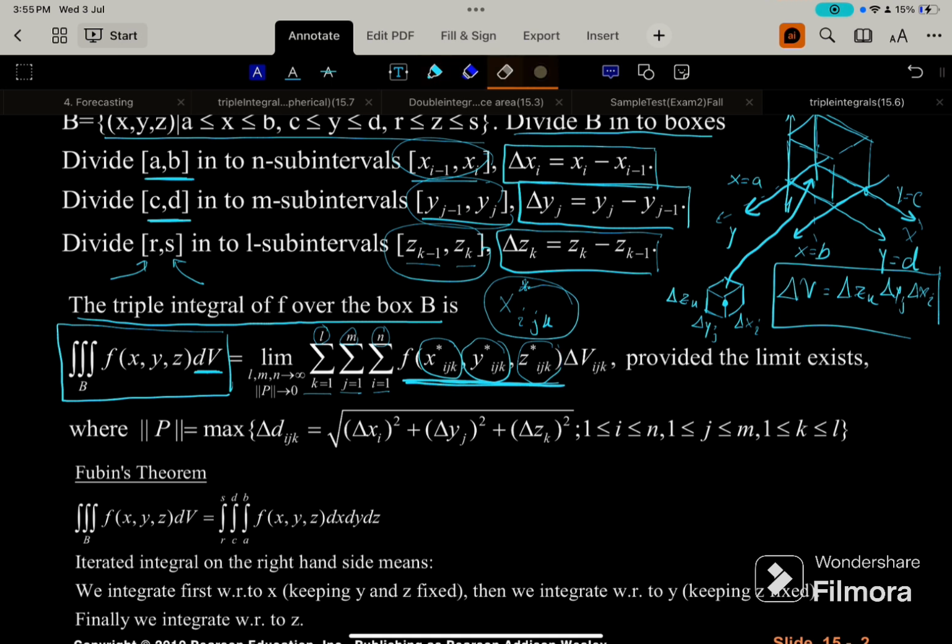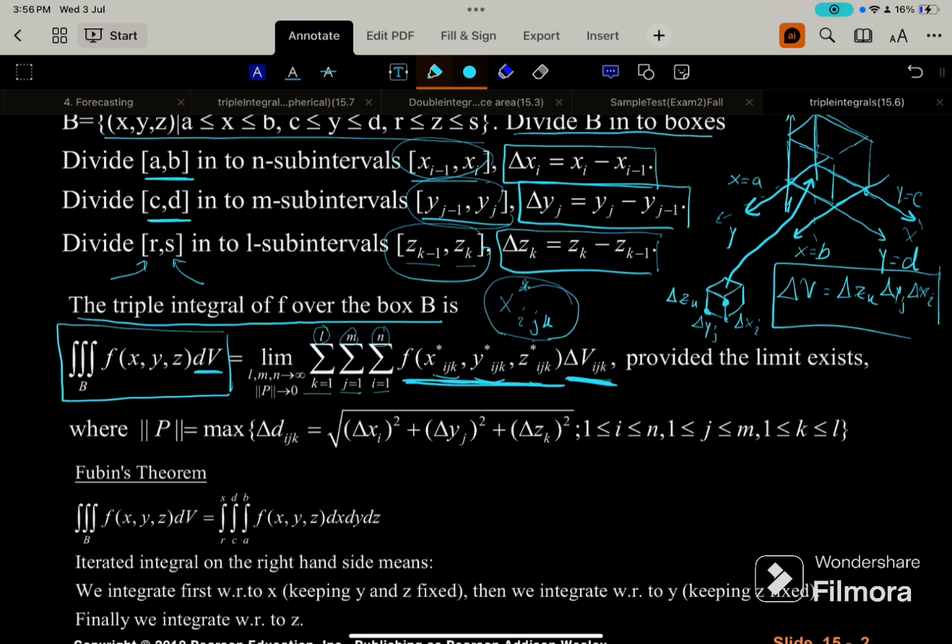And so this is basically similar to our integral definition in 2D and 1D. It's very similar. We're gonna use the star here to indicate that this could be the endpoint value of the box, or it could be in the center. So this is basically just one point. And also we multiply this f value by delta V ijk, which is the very small box that we have here.